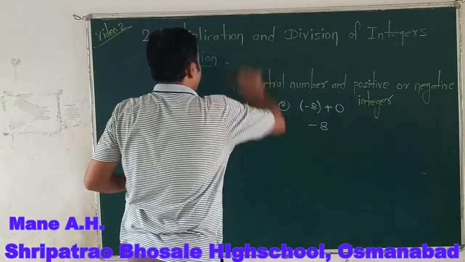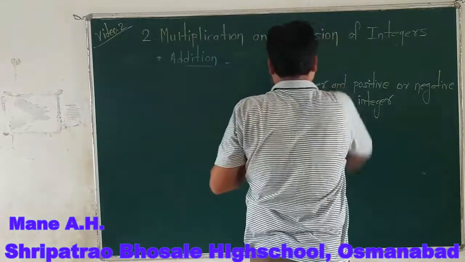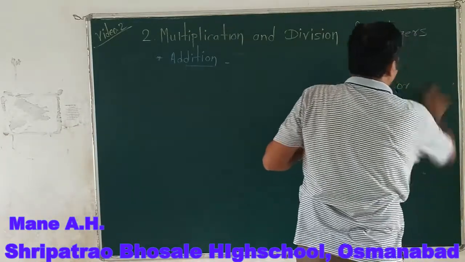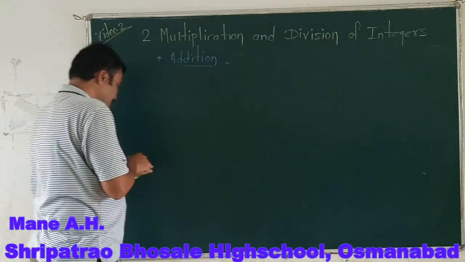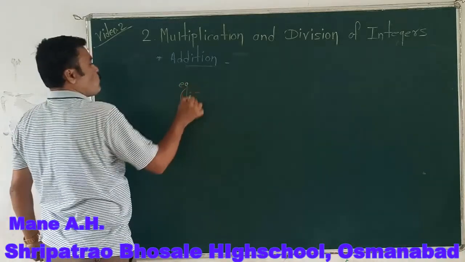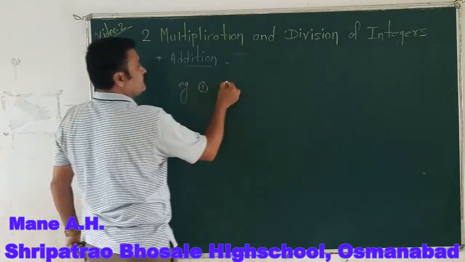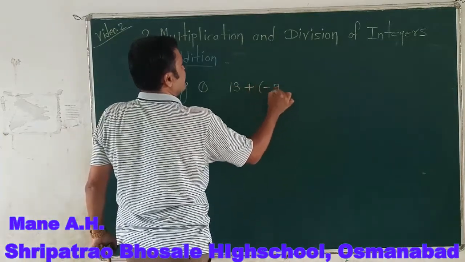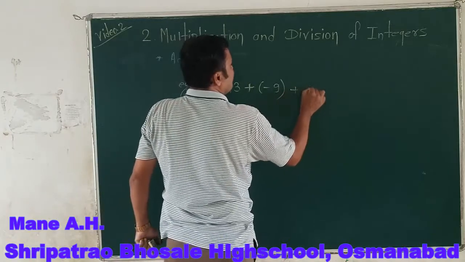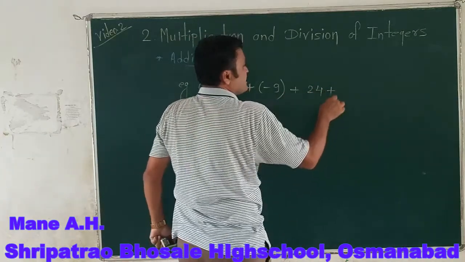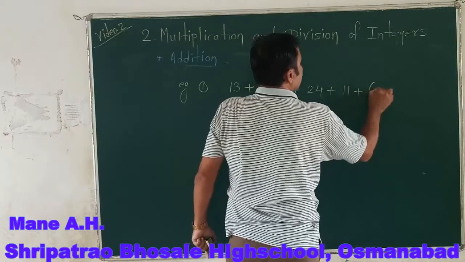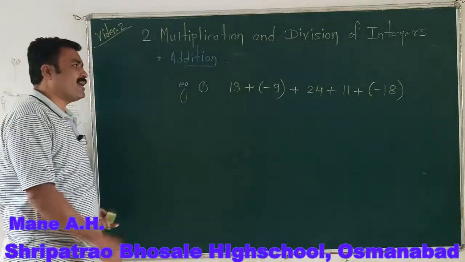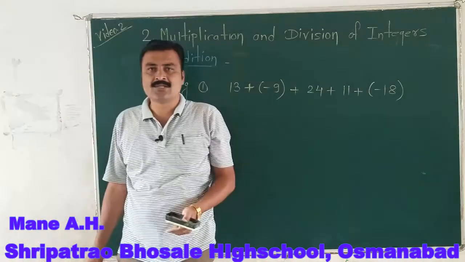Now for that here I am taking another example. आणखीन एक उदाहरण मी तुमच्या समोर घेतो. Let's observe carefully. Now this example is in this way. 13 plus into bracket -9 plus 24 plus 11 plus -18. Now this is the addition of 5 different integers.